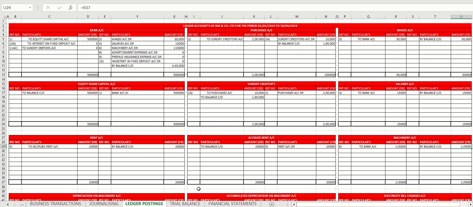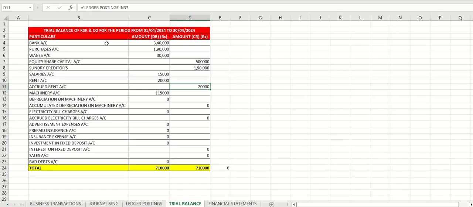Now we will see how these balances are required to be updated in the trial balance. As mentioned, the amount paid towards the purchase of the machinery already got adjusted. So we would be showing the net balance of the bank account in the trial balance, and the value of the machinery we would be showing as 1,15,000. Now let's move to the financial statements and see how this is required to be shown.